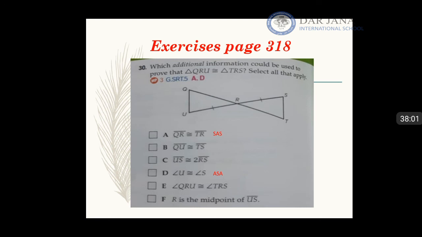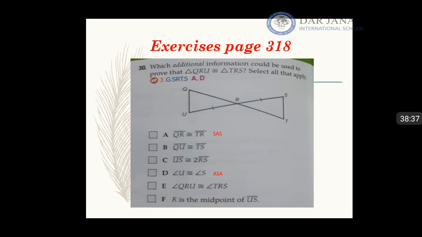So let's check part A. If they told us as well that QR is congruent to TR, then here we have side UR congruent to SR, and from part A we have QR congruent to TR, and angle QRU is congruent to angle SRT, since they're vertical angles. So here we're using the side-angle-side postulate. And yes, part A can be used as additional information to prove those two triangles are congruent using the SAS postulate.